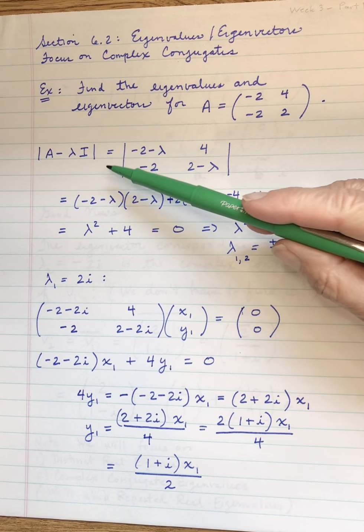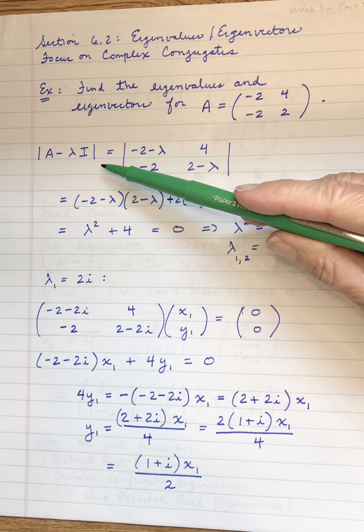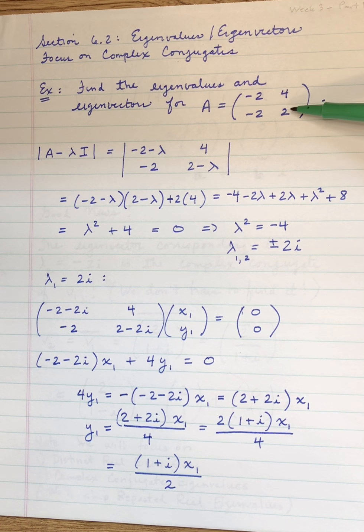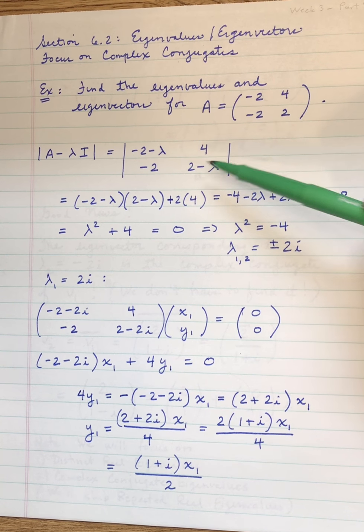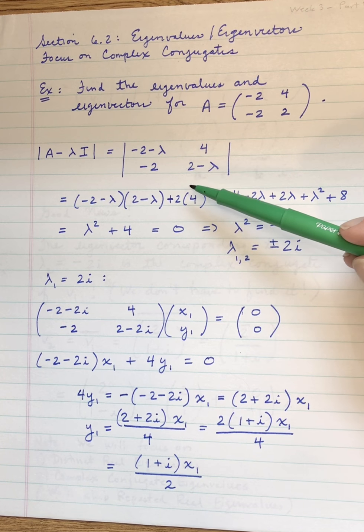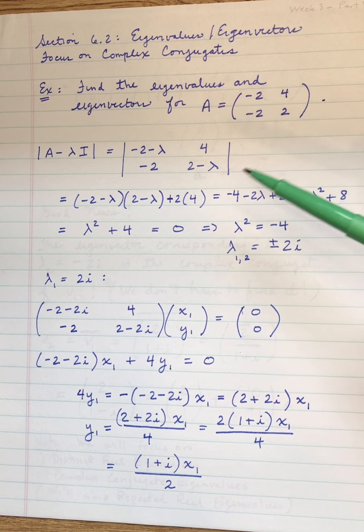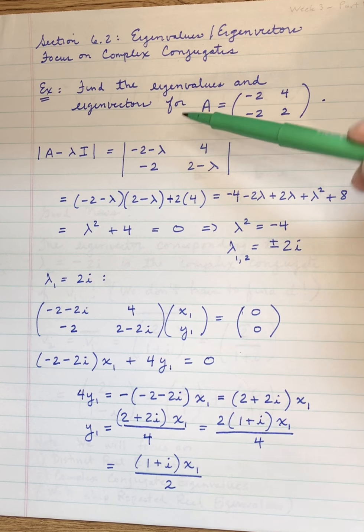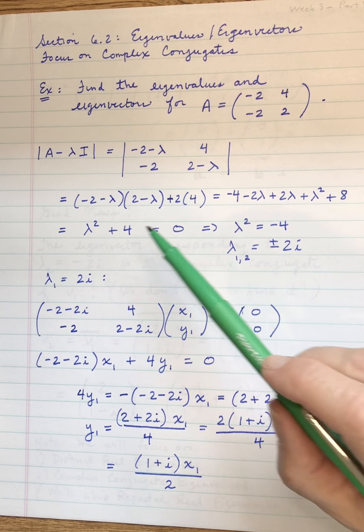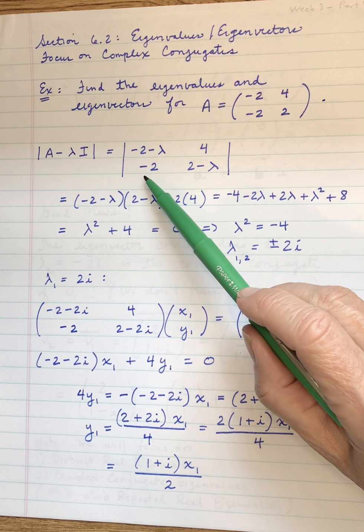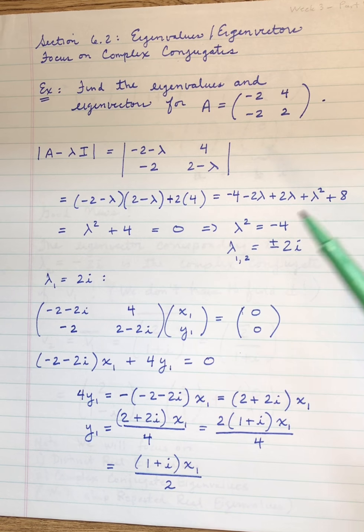So here we have the determinant of the matrix A minus lambda I. So remember, we just subtract the eigenvalues lambda from the diagonal elements. So we have minus 2 minus lambda, 2 minus lambda. The other numbers stay the same. So we just have this product minus this product. So when we subtract the negative, we end up with positive.